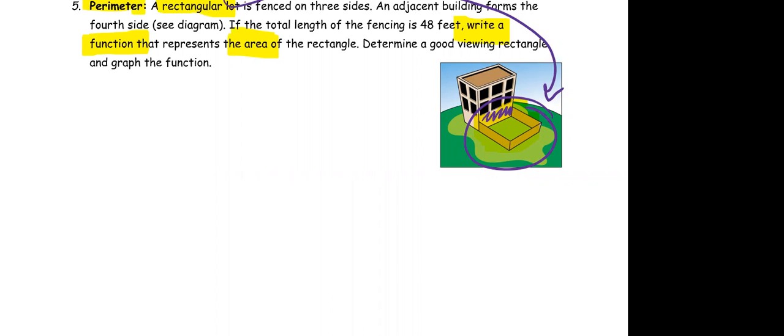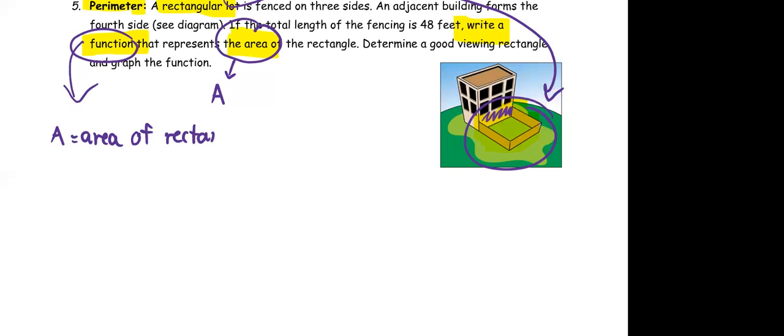So overall, you are going to write a function that represents the area. That's your goal. Typically, for the area notation, we use the letter A, the area of the rectangle. Do you recall the formula to find the area of a rectangle? Length times width, very good. So I'm going to put here: length multiplied by width.